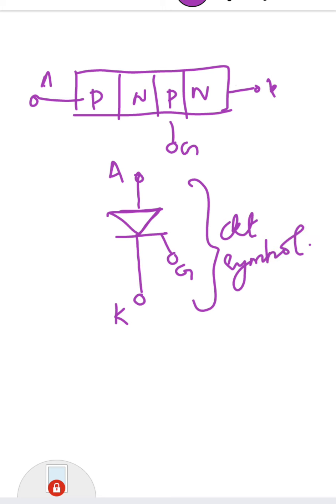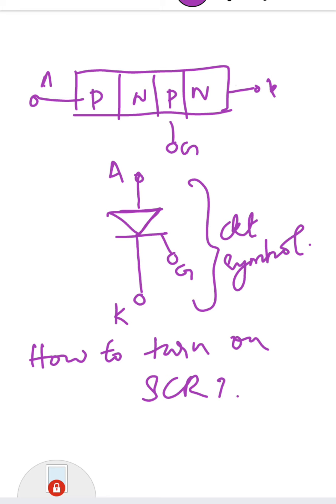Now today we will learn how to turn on this SCR. How to turn on SCR. There are different methods and we will start from the basics and we will try to understand the drawbacks of each method and we will find out an efficient method for turning on this SCR.